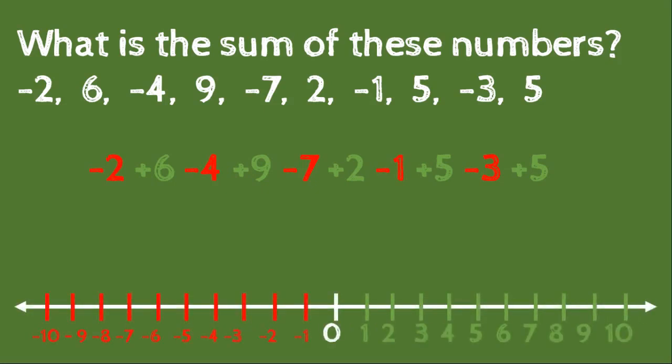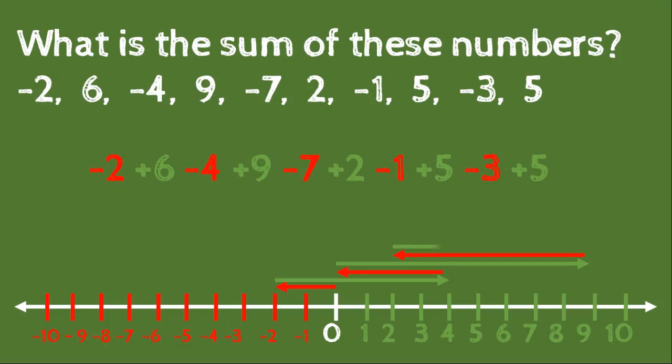We can also draw a number line to represent this addition problem. First, we're at -2, so from 0 we move to -2. From -2 we add 6, so we move to the right, which would be 4. From there, -4, we move to the left, end up at 0, plus 9, from 0 to plus 9 is 9. Then -7, from 9 minus 7 is 2.